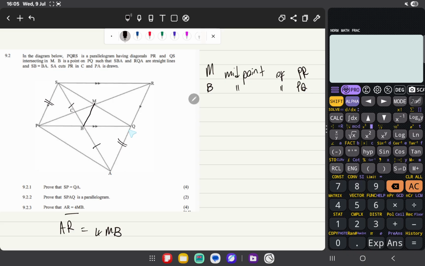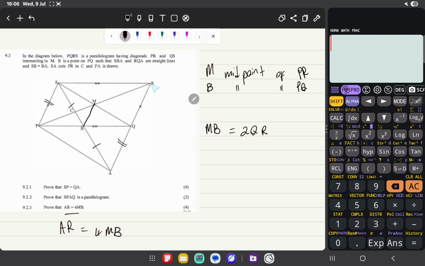And the reason also is, remember the question, we were proving that SPAQ is a parallelogram. So the diagonals here, they intersect here, right? Self-explanatory. Then now let us move on. Let's look at MB. MB as a line is going to be twice what? Think. It's going to be twice QR. Let's look at QR.